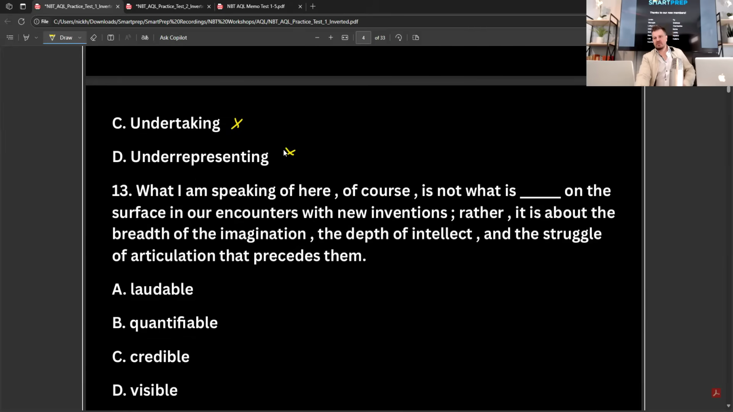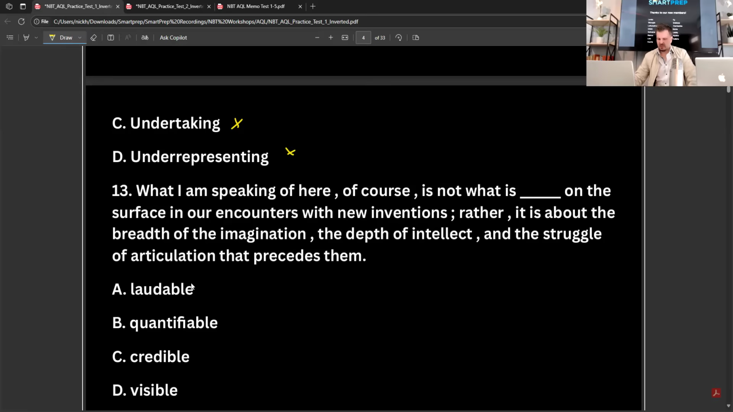Okay, what am I speaking of here? Of course, is not what is something on the surface in our encounters with new inventions. Rather, it is about the breadth of imagination, the depth of intellect, and the struggle of articulation that precedes them. Okay, so let's just focus on the first. What I'm speaking of here is, of course, not what is something on the surface, right? What does laudable mean? Well, laudable is praiseworthy, right? So it's not what is laudable on the surface, doesn't really make too much sense. Because if you're praiseworthy on the surface, that does not make sense.